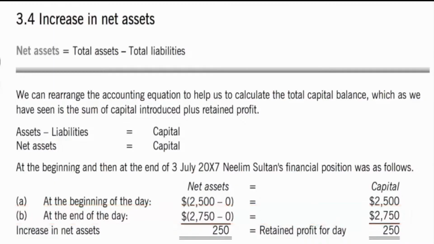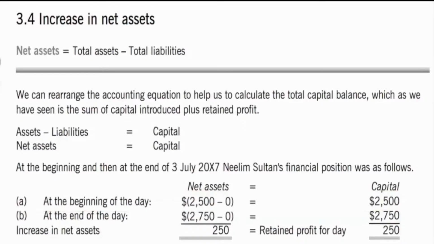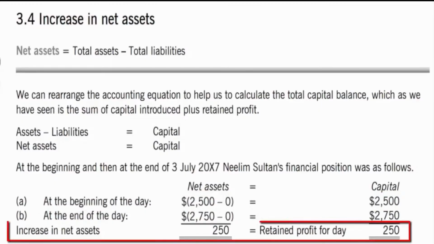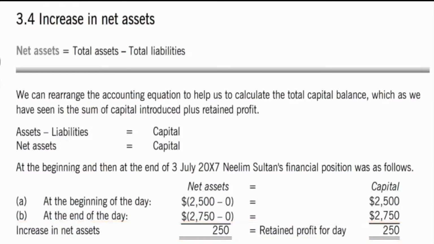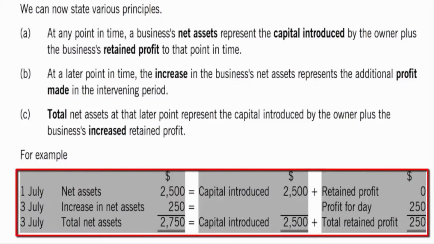1. Capital introduced. This is the original $2,500 Neelam had put into the business at the start of the day. 2. Retained profit. This is the $250 in profit that her business earned during the day. So, when we add it all together, total net assets at the end of the day are $2,750. This includes $2,500 of capital plus $250 of retained profit.